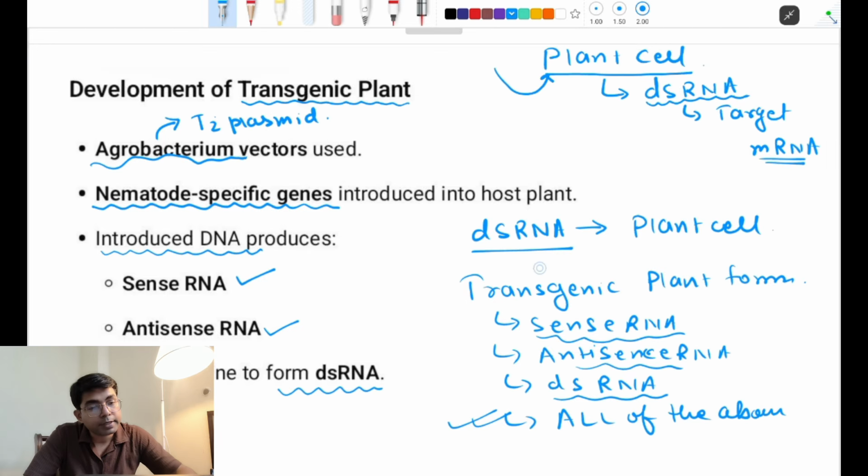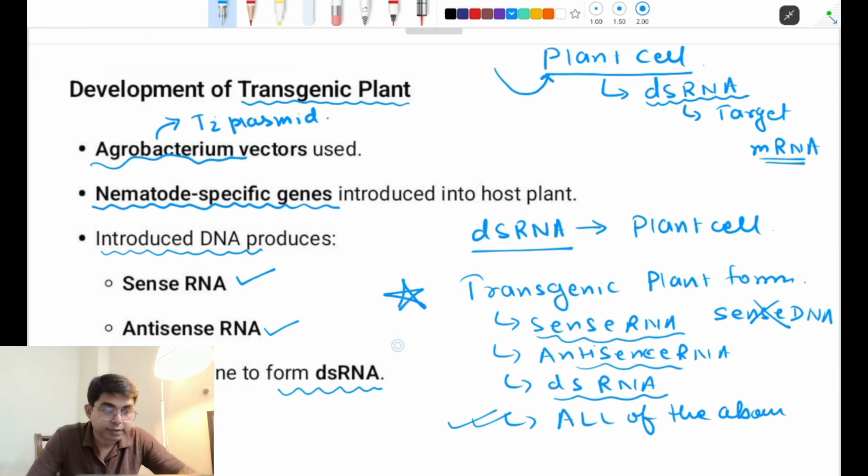Now, sometimes just to confuse you, they will give you sense DNA. Now, is sense DNA formed? No. No sense DNA is formed, no antisense DNA is formed. So be very aware. The same question can be asked by giving the option as sense RNA or sense DNA. If sense DNA is given, it is wrong. If antisense DNA is given, it is wrong. So in this way we get the double-stranded RNA. Now the next part is what?